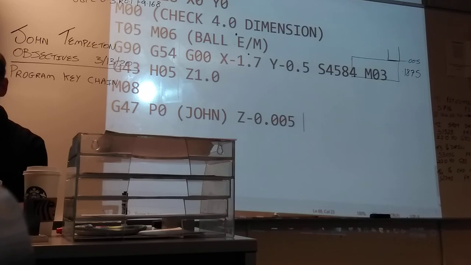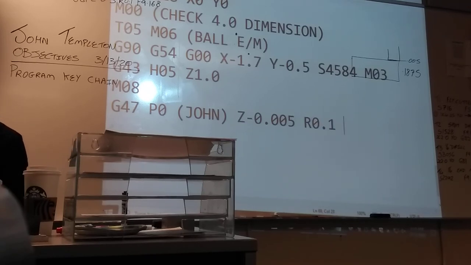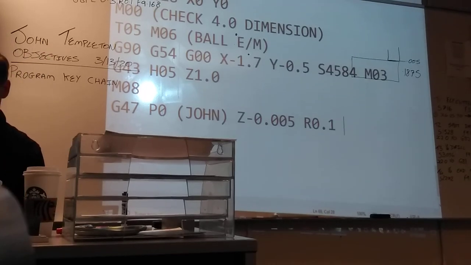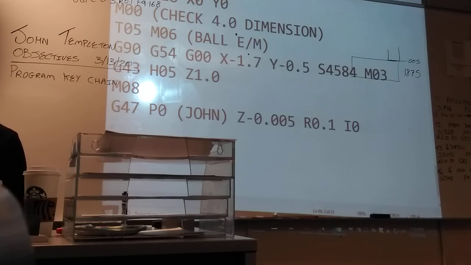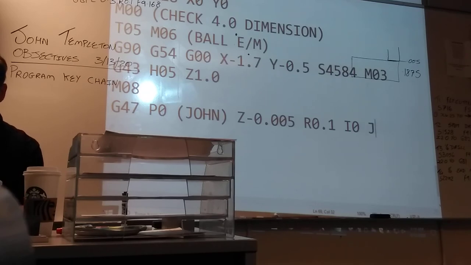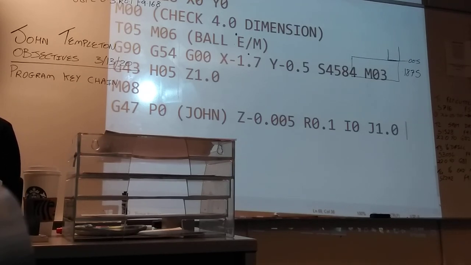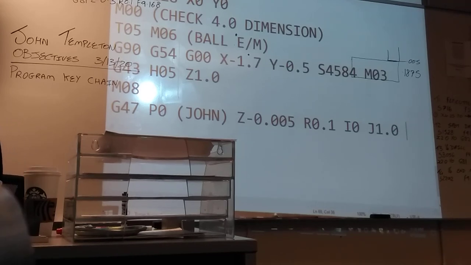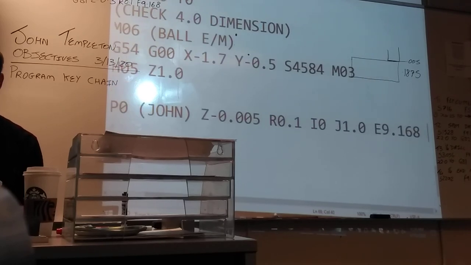So we need a Z, we need an R value, we need an I. Do you want to do this at an angle? We need to tell the machine how tall each letter is going to be. I'm just going to put J 1 inch for now. I can change it at the simulator. What else do we need? We need an E, which is the plunge feed. E is always half of F.